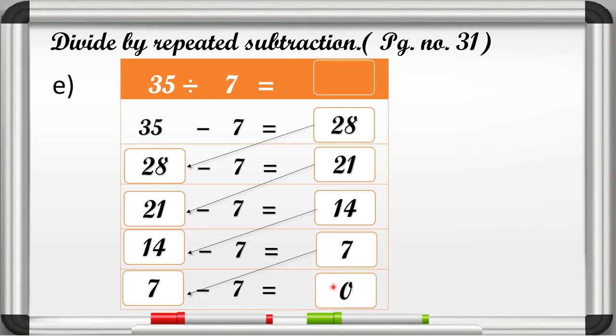Okay, beta. Now how many times have we subtracted 7? That is 1, 2, 3, 4, 5. 5 times we have subtracted 7. So we'll write 5 here.